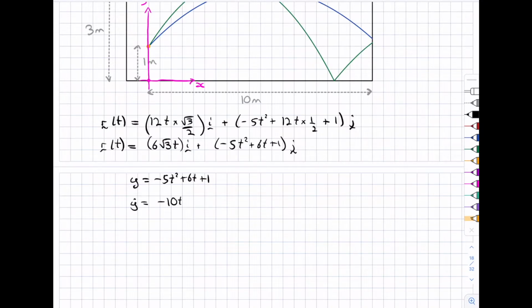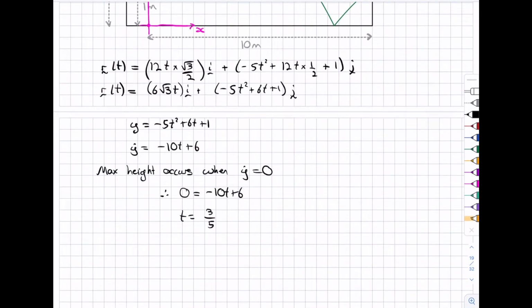minus 10t plus 6. And I can say that the maximum height occurs when y dot is equal to 0. And so therefore I'm trying to solve 0 equals minus 10t plus 6, which would give me, let's see, 6 on 10, which is 3 on 5 seconds. Or if you like, 0.6 seconds, either is fine. So this tells me when the maximum height occurs.